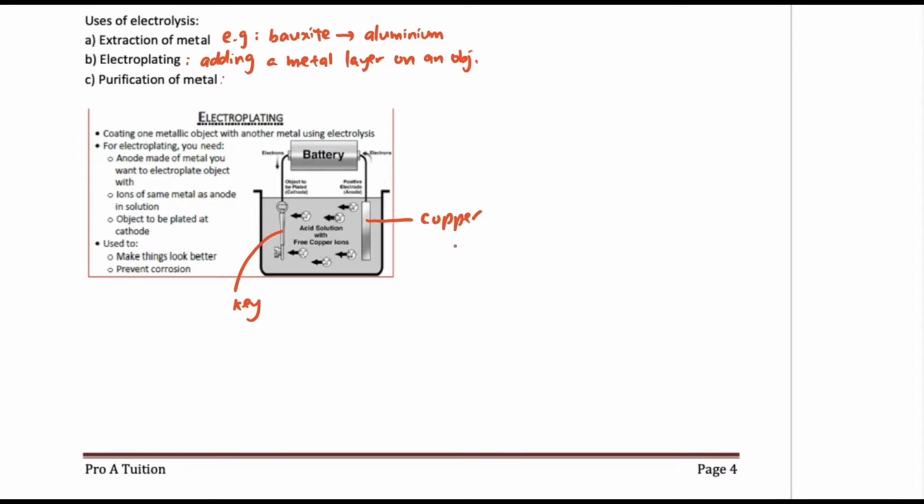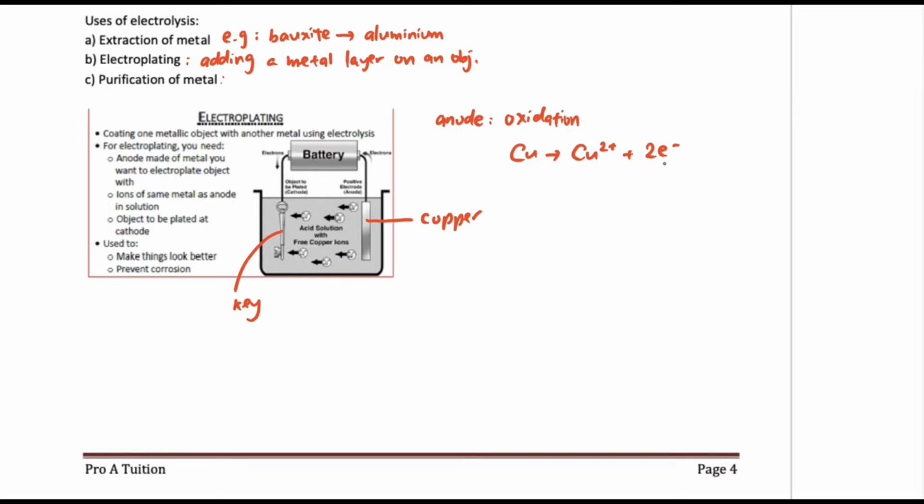Now let's see the details here. Anode is this one. You put copper. Anode made of metal you want to electroplate the object with. Our object is the key, you want to electroplate with copper, then you put copper at anode. What happens at anode is oxidation. The equation for oxidation is copper becomes copper 2 plus, plus 2 electrons. This is an oxidation half equation.